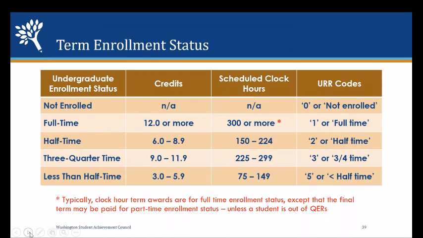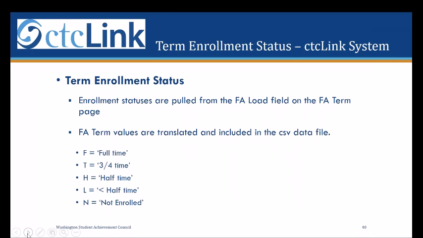This is just a slide that indicates term enrollment status. Generally, for career schools, for every 300 hours of attendance, that would equal full-time, and an exception is for the final term. Clock hours could have 5 terms to report. For the CTC link system, the term enrollment status are pulled from the FA load field on the FA term page. The FA term values are translated and included in the CSV data file.